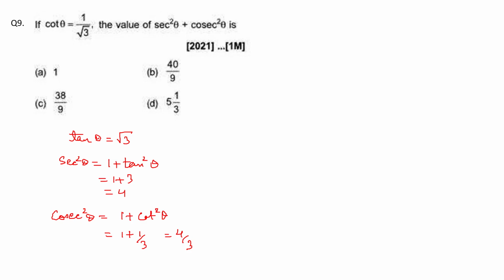Now what you have to find? Sec square theta plus cosec square theta. So sec square theta is 4, plus 4 by 3. Take the LCM. So 12 plus 4, 16 by 3. And if you convert to mixed form, it is 5 whole 1 by 3. So D will be the correct option.